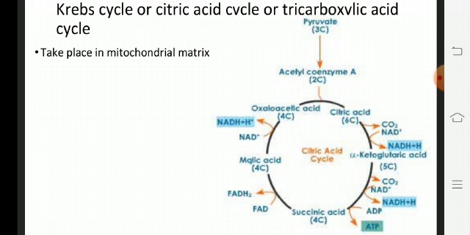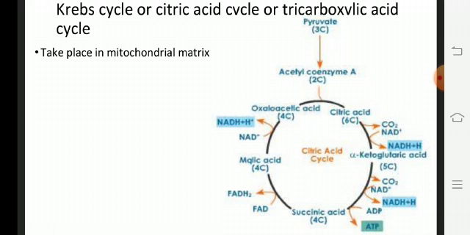Citric acid is dehydrogenated to form alpha ketoglutaric acid. What is dehydrogenation? Dehydrogenation means removal of hydrogen. Citric acid is converted into alpha ketoglutaric acid, which contains 5 carbon compounds. This pair of hydrogen is accepted by NAD plus, which is reduced to NADH2. Here there will be a removal of carbon dioxide.